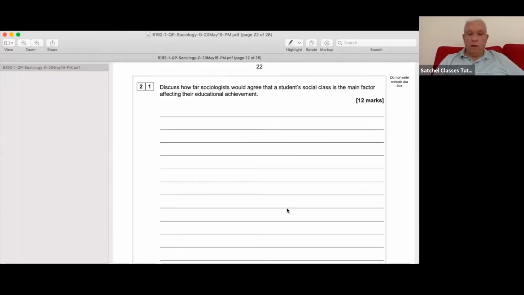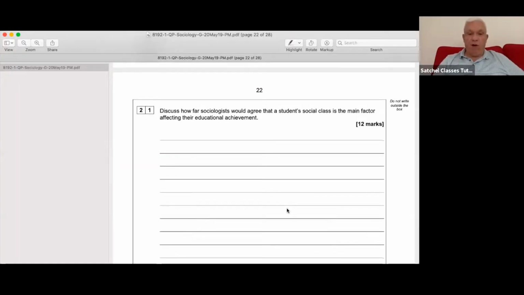So I'm now going to have a look at an exam paper. This is last year's exam paper, which I want to go through. So this is a 12 marker: How far do sociologists agree that a student's social class is the main factor affecting their education?